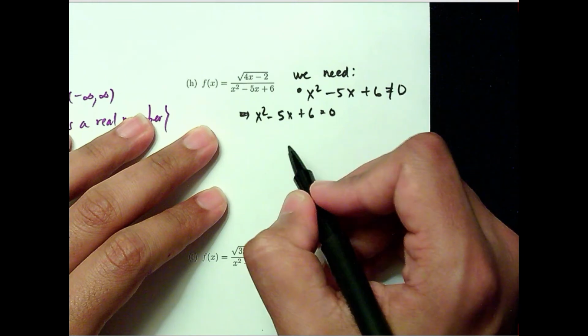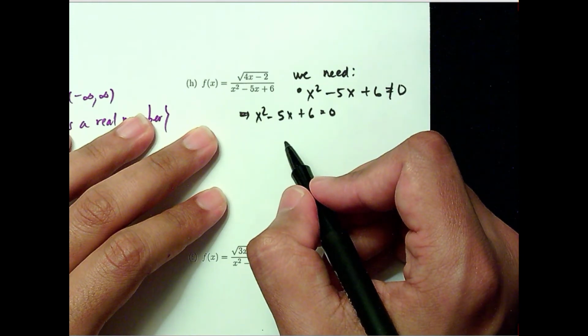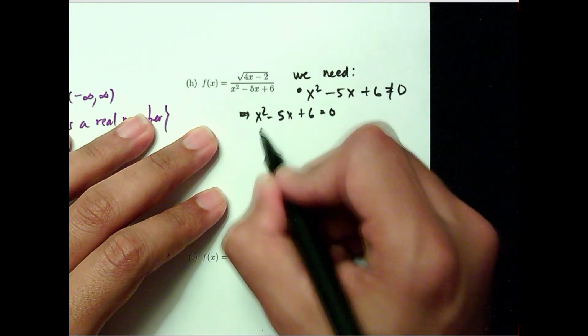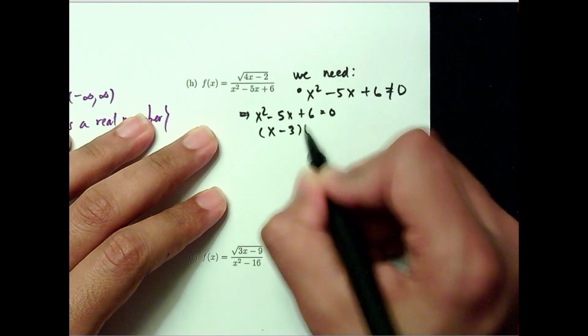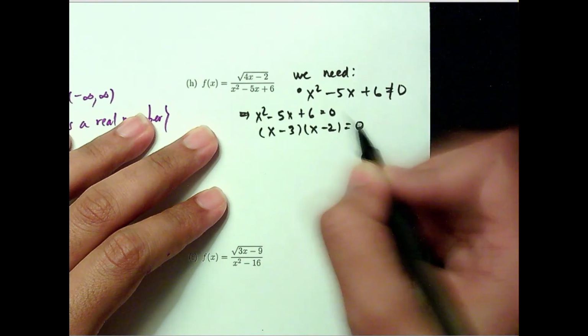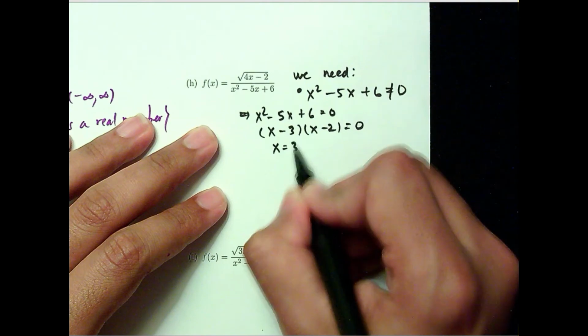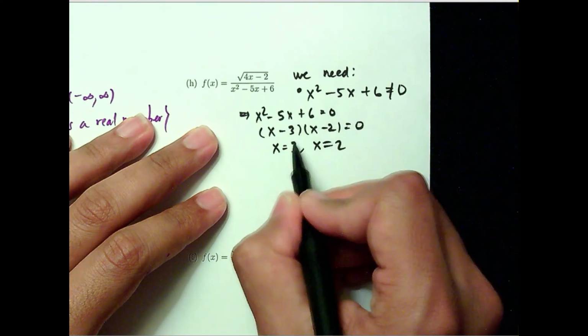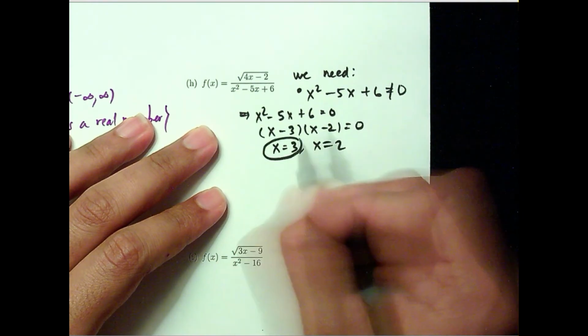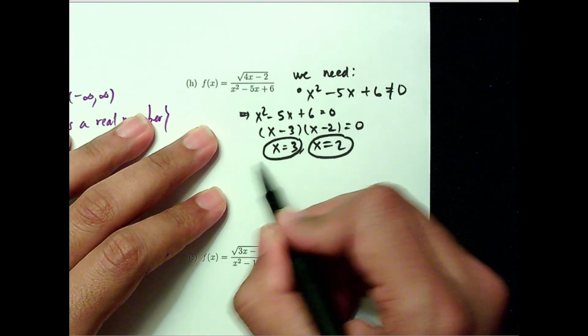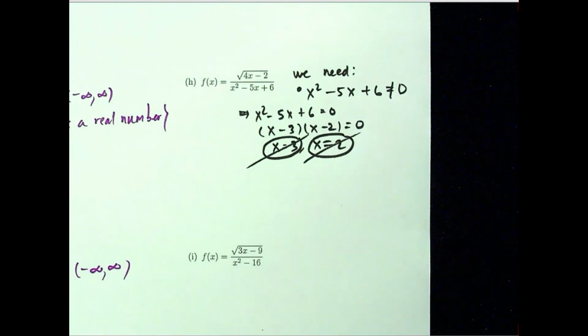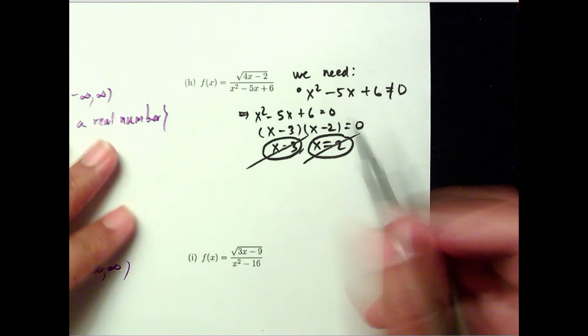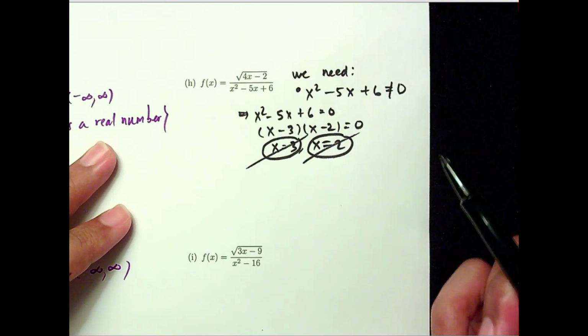This one actually factors. You can also use the quadratic formula. The factors are x minus 3 and x minus 2. So x equals 3 or x equals 2. These numbers need to be discarded. These are the numbers that make the bottom 0, so you don't want those numbers. Okay, and that concludes the first bullet point.